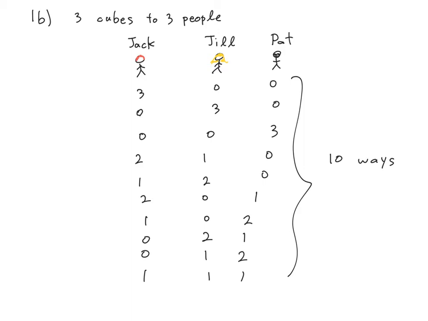The second part of this problem is to distribute 3 cubes to 3 people. The answer gets a lot harder. You can give all the cubes to one person: there are 3 ways to do that, either 3 to Jack, 3 to Jill, or 3 to Pat. Likewise, there's only one way to distribute 1 cube to each person. Otherwise, you give 2 cubes to one person and 1 cube to another, and there are 6 possible ways to do that distribution. So there are 10 ways to distribute 3 cubes to 3 people.